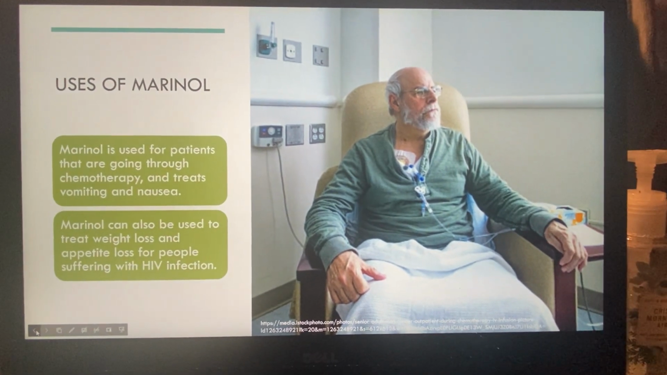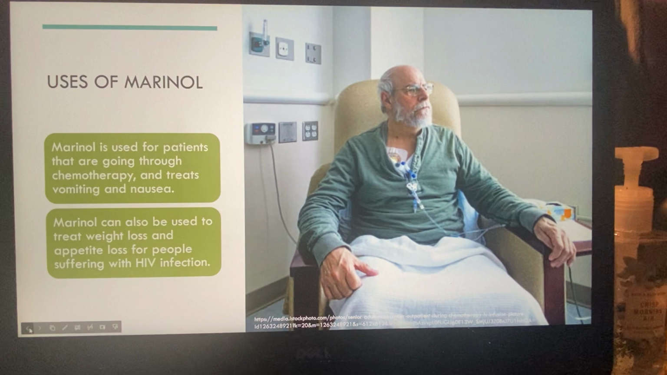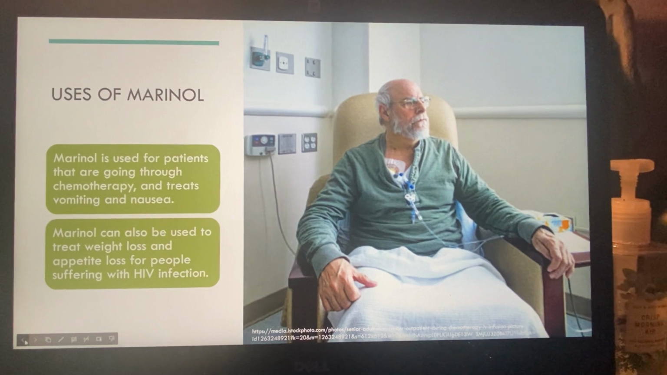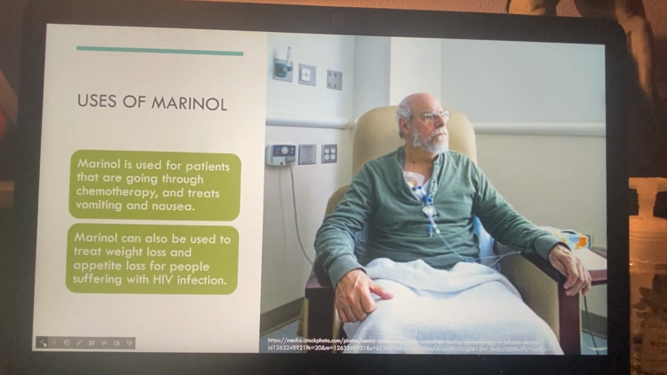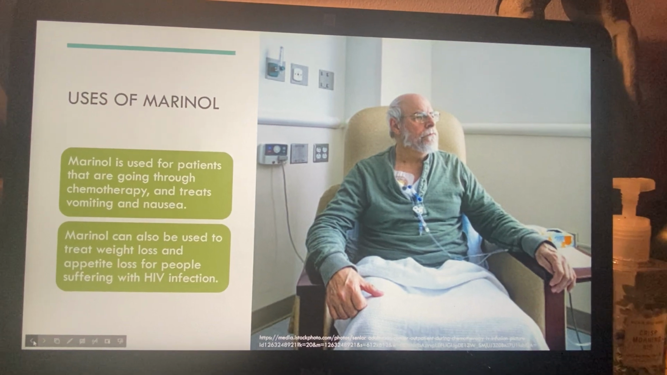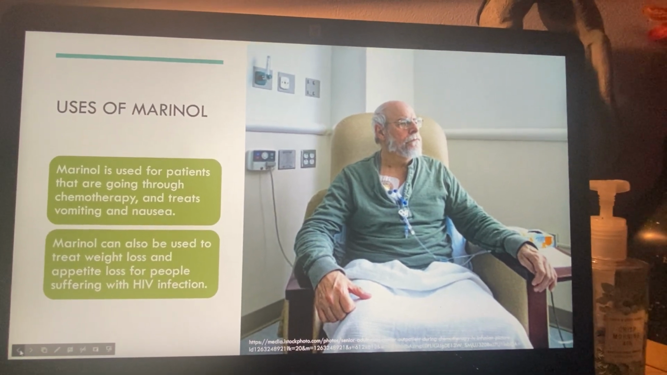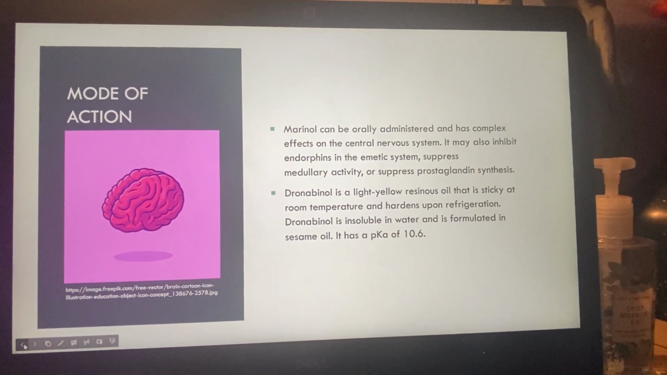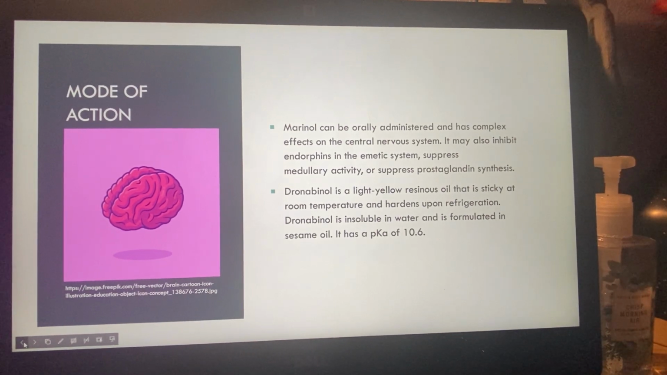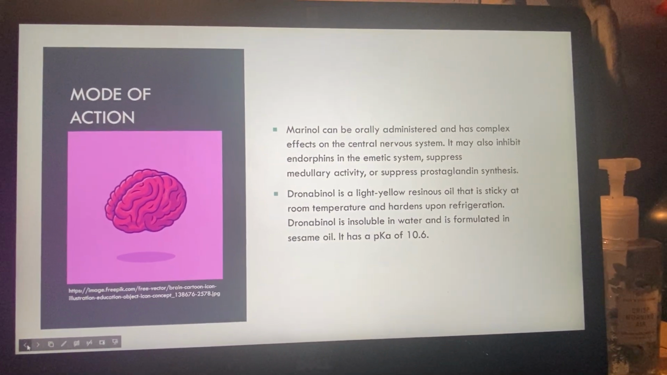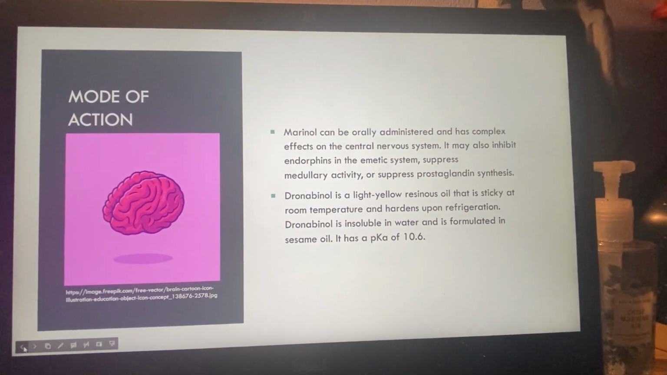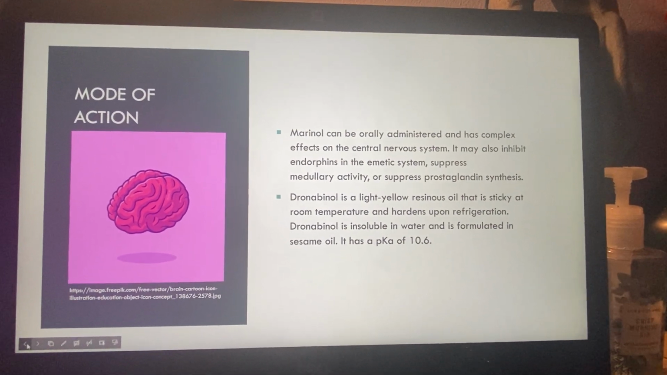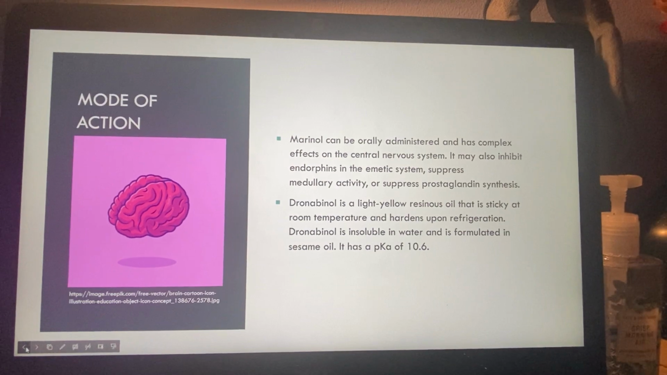So uses of Marinol include that it's used for patients that are going through chemotherapy, so it treats the nausea and vomiting associated with it. Marinol can also be used to treat weight loss and appetite loss for people suffering with HIV infection. So the mode of action: this could be administered orally and has complex effects on the central nervous system. It may also inhibit endorphins in the emetic system, suppress the medullary activity, and suppress prostaglandin synthesis.